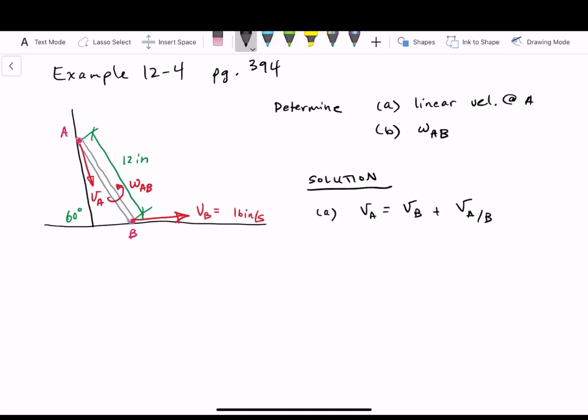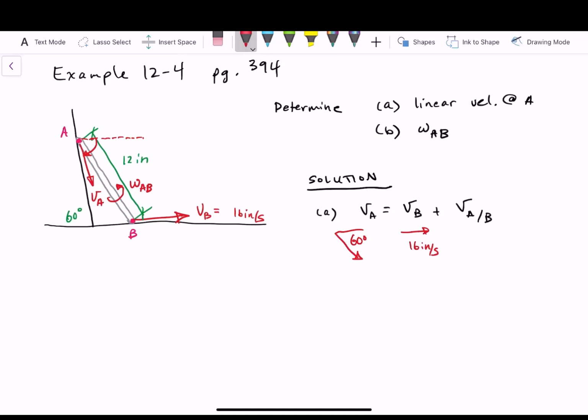Now what I'd like you to do is provide everything that's known here. We do know that VB is going to the right, and we do know it is 16 inches per second. We know that VA is going down in this direction at 60 degrees. And in case you aren't too sure about that, we do know that the bottom left, it shows on the wall is 60 degrees. But if we use the Z law here, I'm just going to extend out a horizontal from point A, then we know that the angle between that horizontal and velocity of A is also 60 degrees.